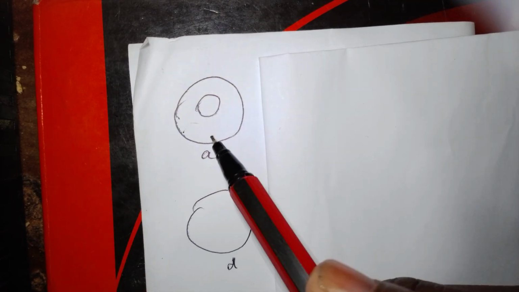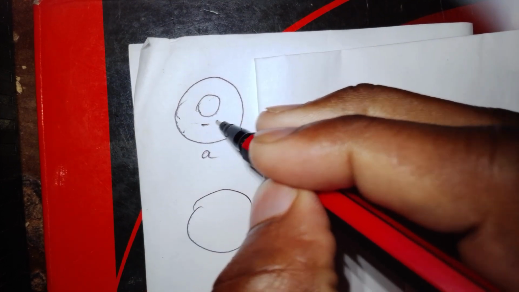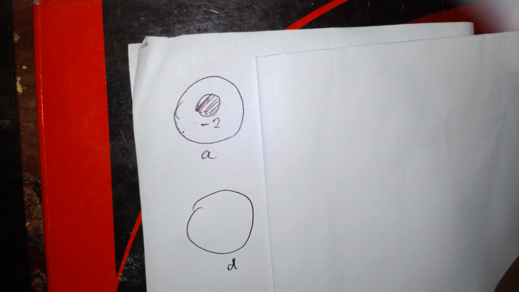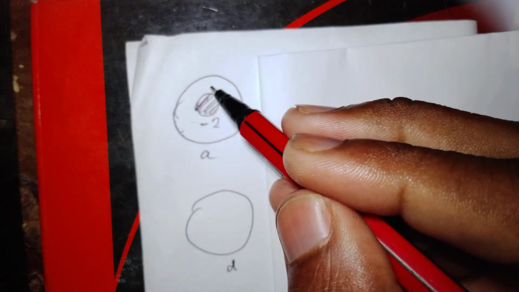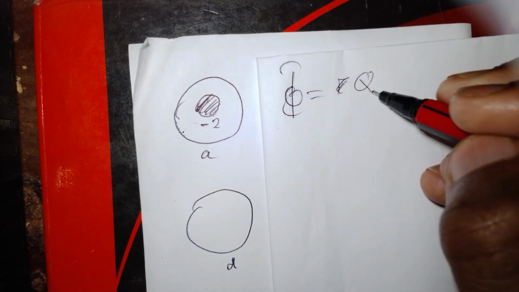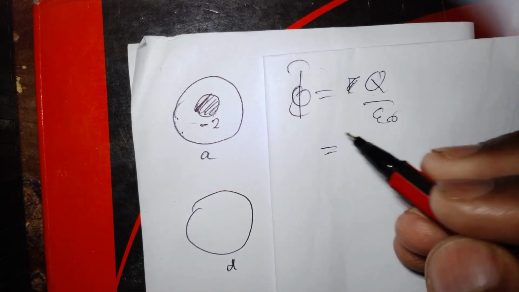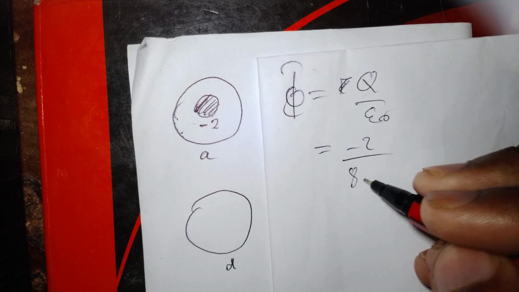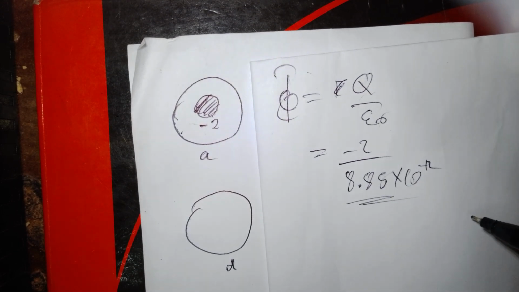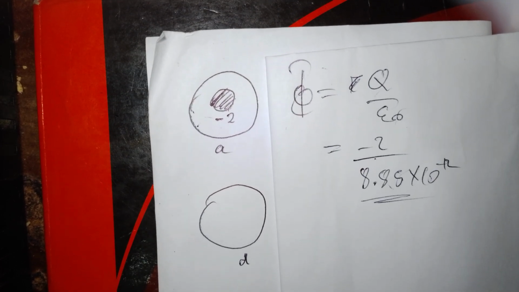So this here is a closed surface, and then you've got a charge inside. Let's call this -2. What is our electric flux? As earlier discussed, for any enclosed surface, the electric flux is given by Q, where Q is the charge inside, divided by epsilon naught. So the electric flux here is going to be -2 divided by 8.85 times 10 to the power negative 12. That is your answer. Of course, you can do this and divide it. So that's for diagram A.